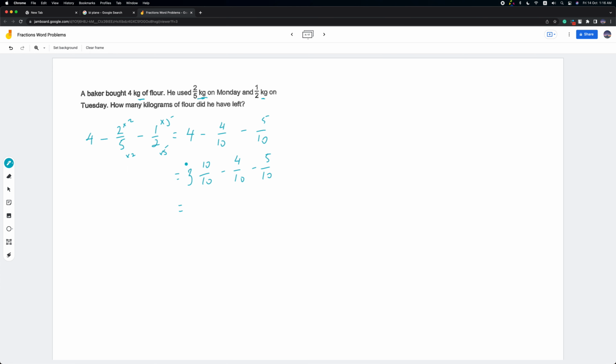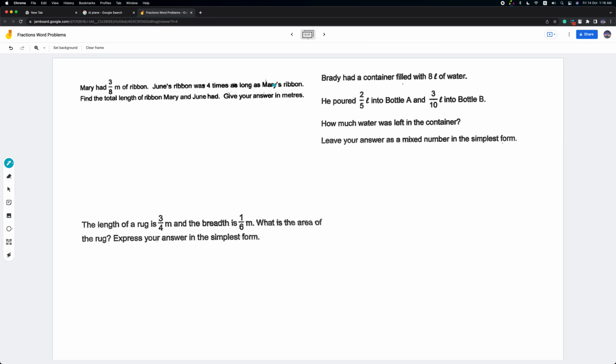So we'll take 3 10 over 10 minus 4 over 10, which will give us 3 6 over 10 minus 5 over 10. It's okay, you can do it step by step, don't need to rush. And we get 3 1 over 10 kg, and this is our final answer for this question. Let's go along to the next question.